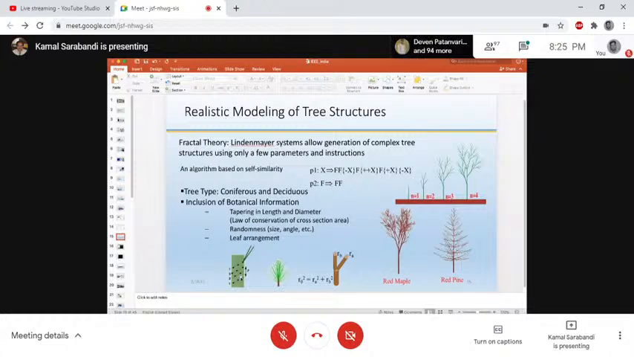So we put those things in for different species. What is the diameter of this branch compared to the next branch? We found out that there is a law of conservation of area. The area of the previous branch is equal to the sum of the areas of the two branches that go from that node. If you apply these things, then all of a sudden, from a simple model, you can develop a very complex tree structure like a red maple or a red pine, and so on and so forth. So this is just from a mathematical model that looks very realistic.